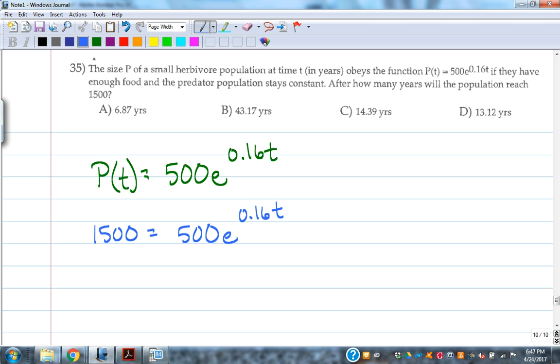So we set that problem up and we solve it. So it's just like the problems where we did, when will my bank account be worth $3,000? Or, when will my bank account be worth a certain amount of money? It's the same problem. We're just talking about some sort of animal this time. So divide by 500. 3 equals e to the 0.16t. And then what do we do?